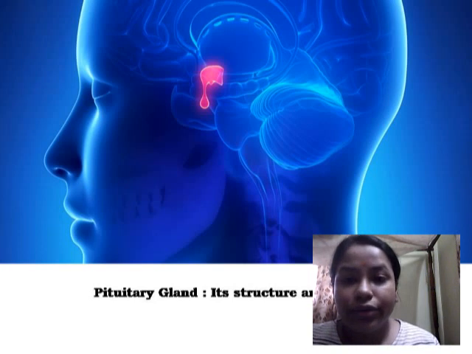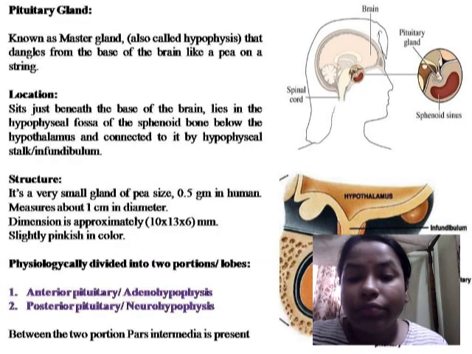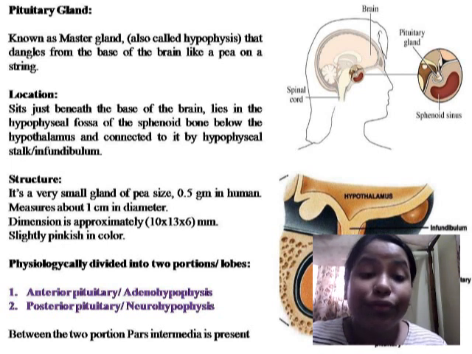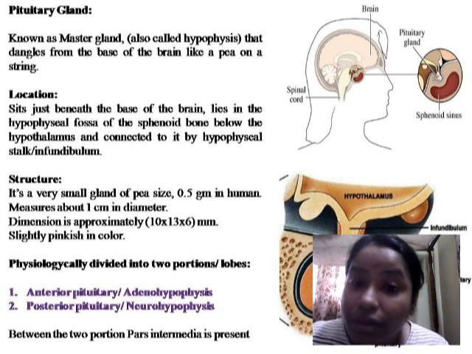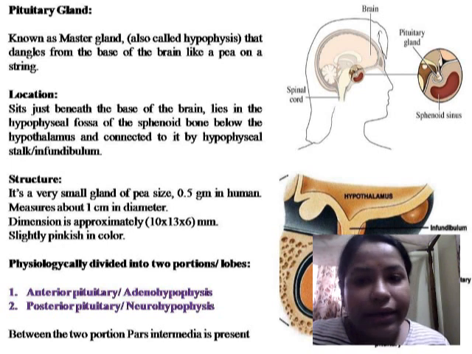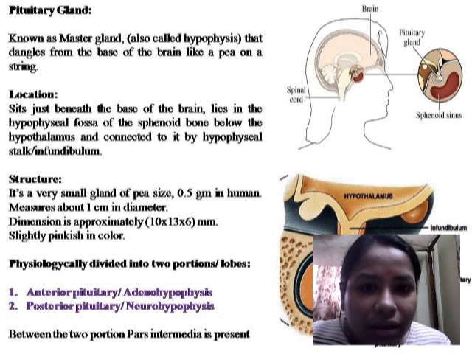And today I will talk about our pituitary gland, its structure and function. Okay, so the pituitary gland is the important endocrine gland of our body. We also know it as the master gland, and it is also called hypophysis. It dangles from the base of the brain like a pea on a string.